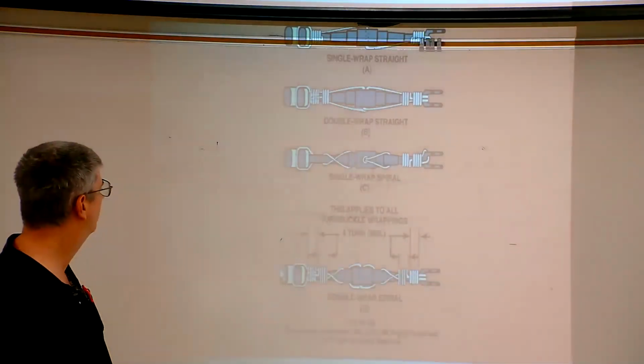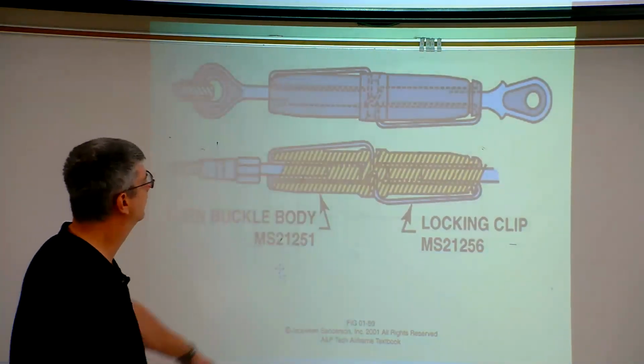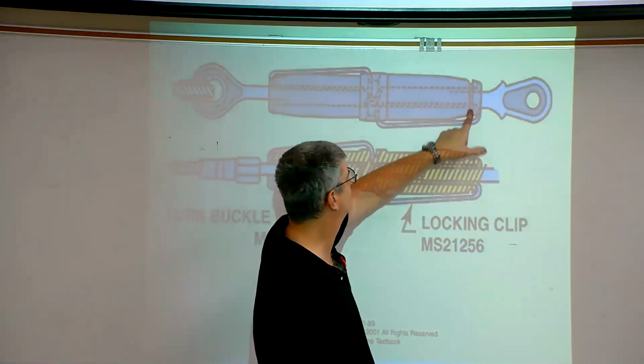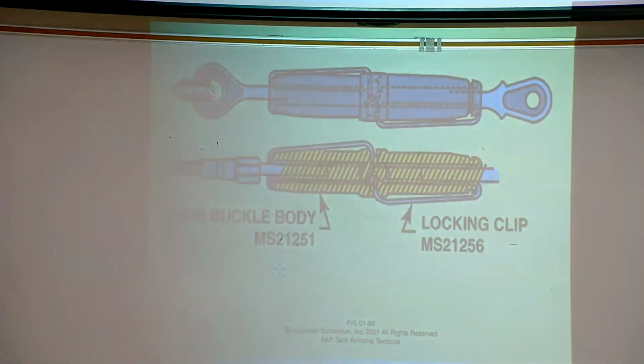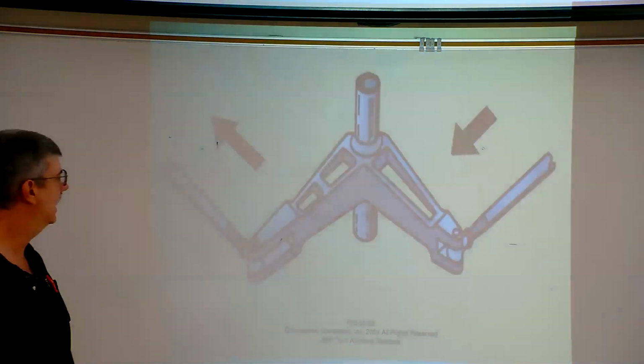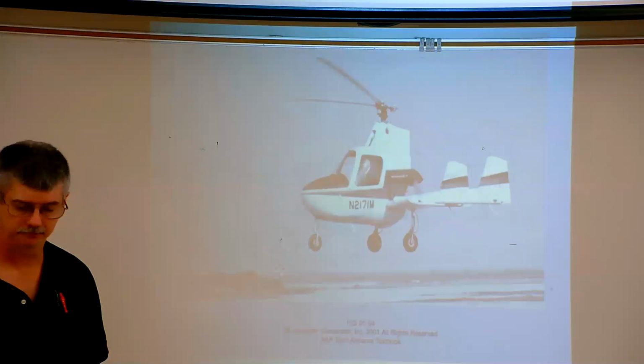Okay, we talked about the safety wiring. On the turnbuckles, we can see this one has a groove, right? And that would indicate the left-hand threads. Push-pull rods, bell cranks, and that was it.